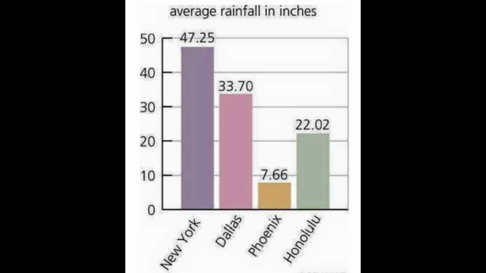When we look at the other 2 cities, they are significantly smaller than the first 2, with Phoenix amounting for 7.66 and Honolulu, 22.02. In conclusion, we may infer that the average rainfall in the 4 different cities is largely affected by geographic locations and specific climate patterns.